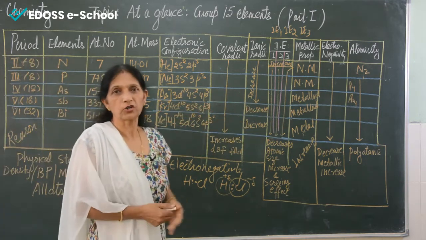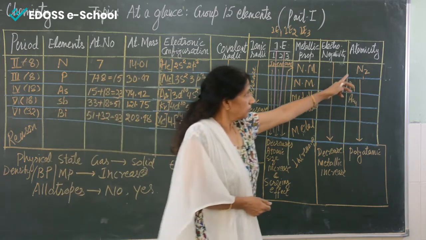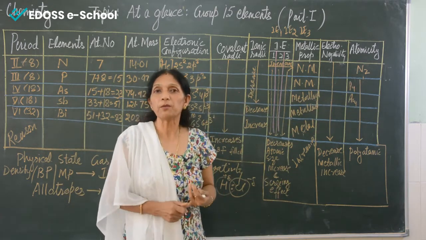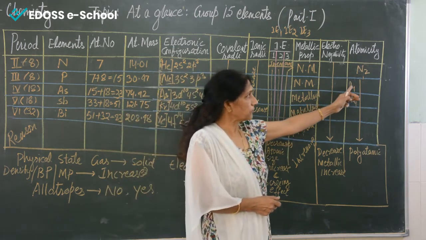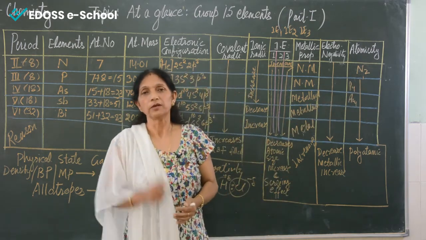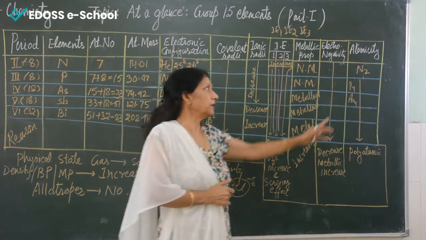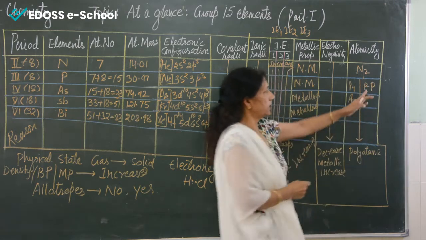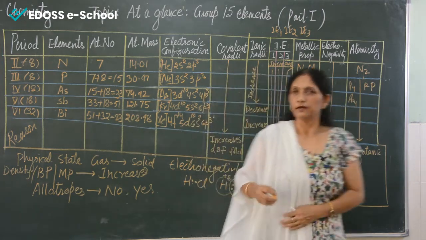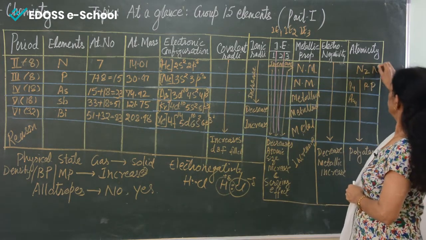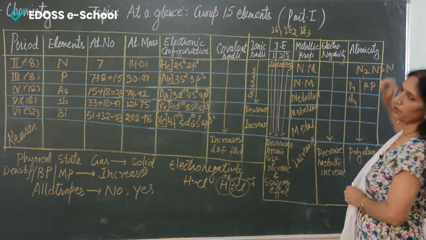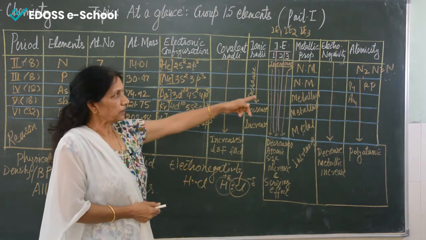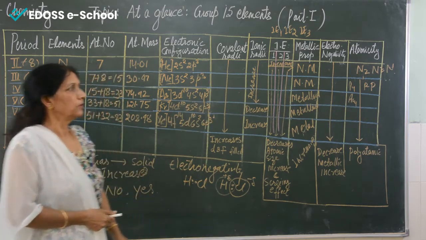So in this way they are known as polyatomic. Polyatomic means nitrogen is combining with nitrogen with a triple bond, but phosphorus atoms, both the same atoms, are combining with single bonds. Here we can say that phosphorus is having single bonds, and here nitrogen is having a triple bond. So only nitrogen forms diatomic and all others form polyatomic.